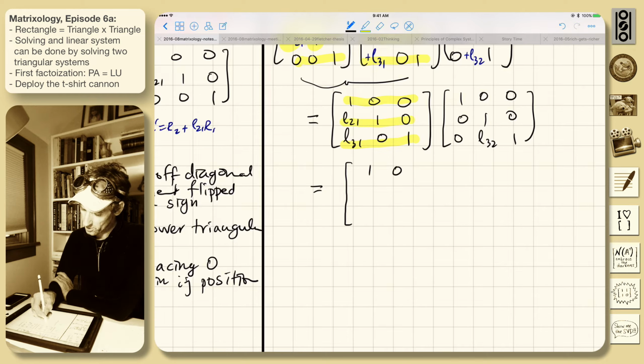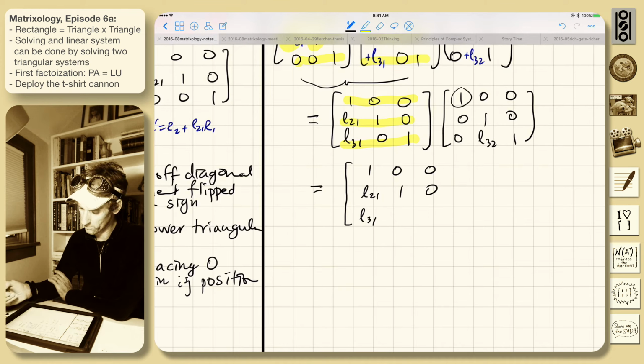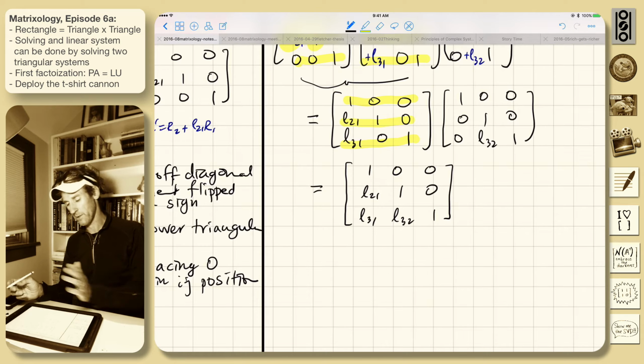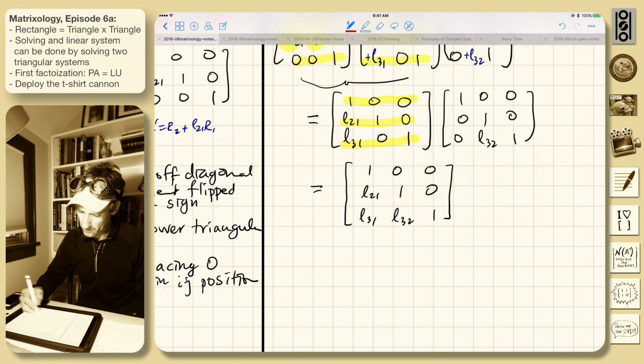Okay, so the first row doesn't change. We have L21, so it's very similar business there. 1, 0. And then we take L31 times the first row. That just really gives us this piece. Adds it to the 0. And it should look pretty clean what's going on. So look at that, that's great, that's fantastic. So it's an upper triangular matrix, and it's very simple.